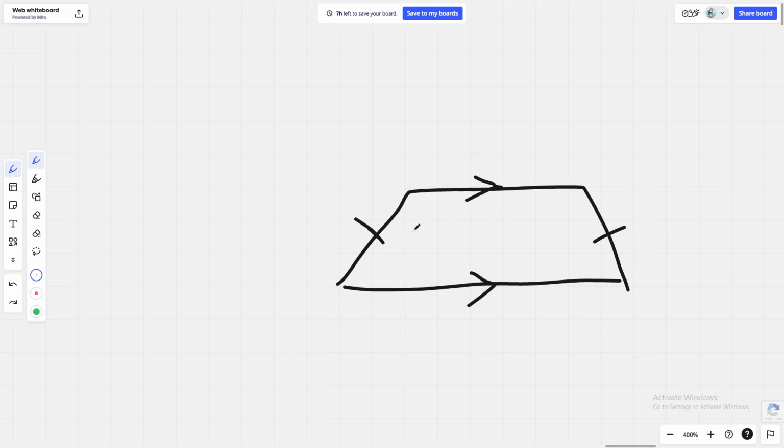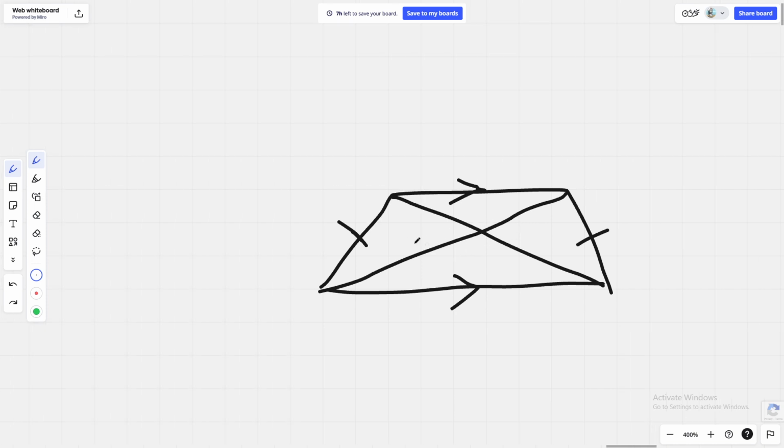The properties of an isosceles trapezoid are basically: diagonals are equal. So the entire length of this is equal to the entire length of it. They're not necessarily bisected, it's just that they're equal. Consecutive angles, which means the following angle after this angle. So let's give this a name: A, B, C, D.